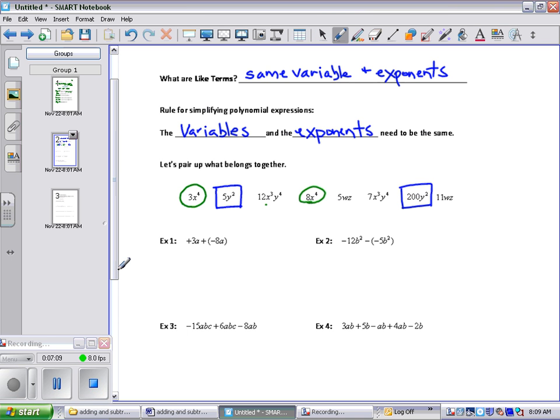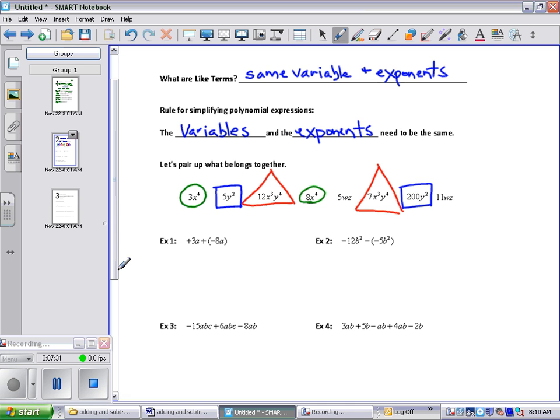Okay. Now I'm going to put a triangle around my 12x to the third and y4. I'm looking for the same variable and exponent. Where else do I see an x3 and a y4? Ding, ding, ding, ding. You found it.